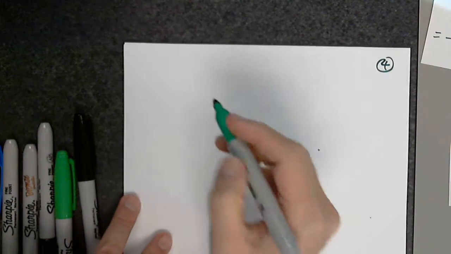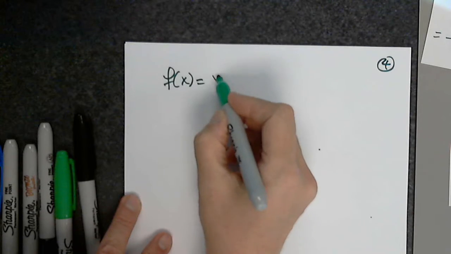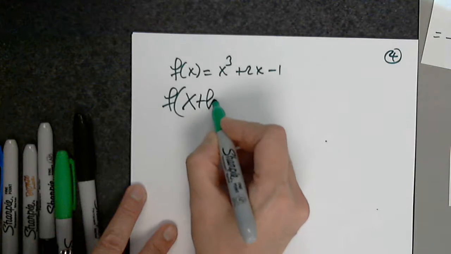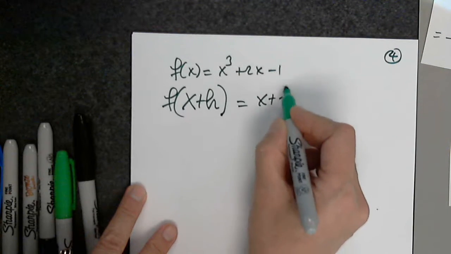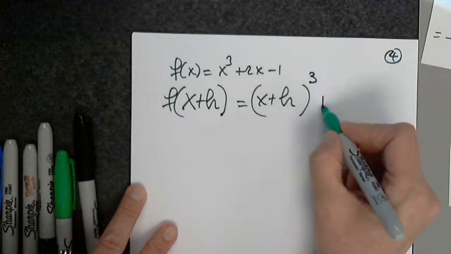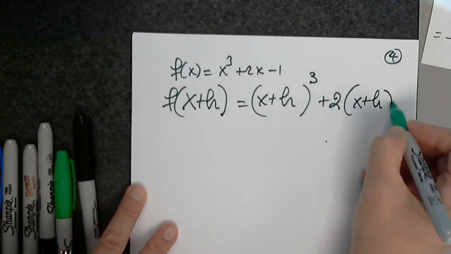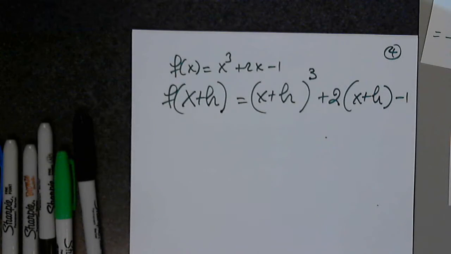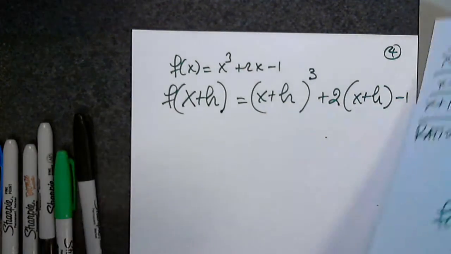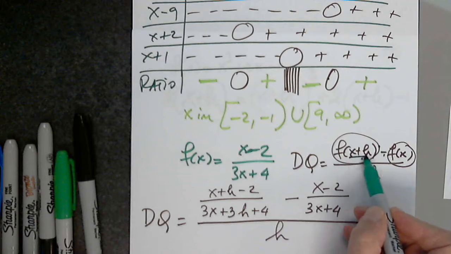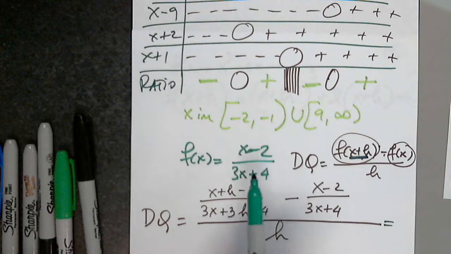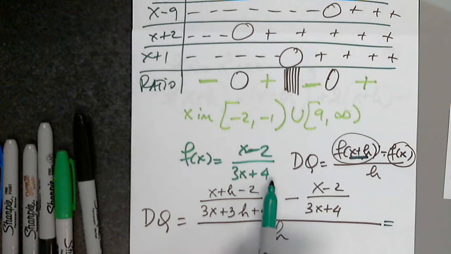This is crucial. If I have f of x equals x cubed plus 2x minus 1, this means f of x plus h equals x plus h to the third plus 2 times x plus h minus 1. It doesn't mean f of x plus some h somewhere. Is that clear? That's clear. Perfect. So now, when I'm asked to find f of whatever, I have to write whatever minus 2 over 3 times whatever plus 4.